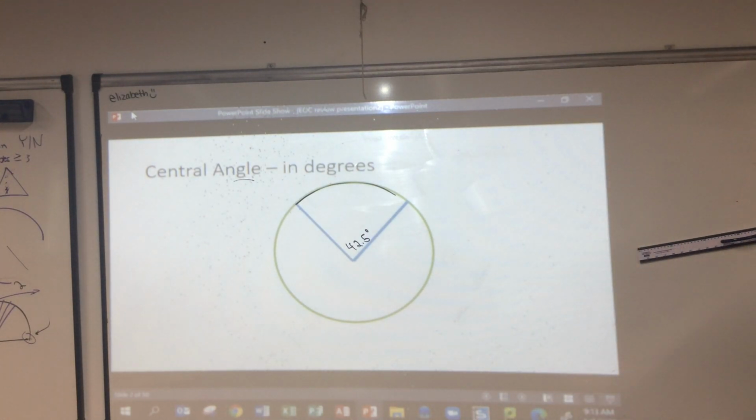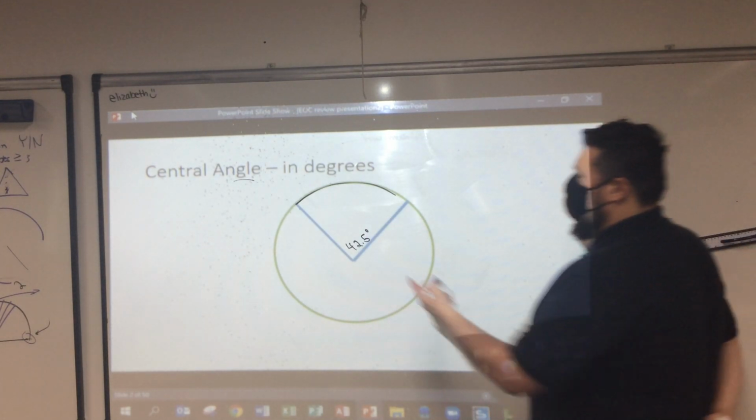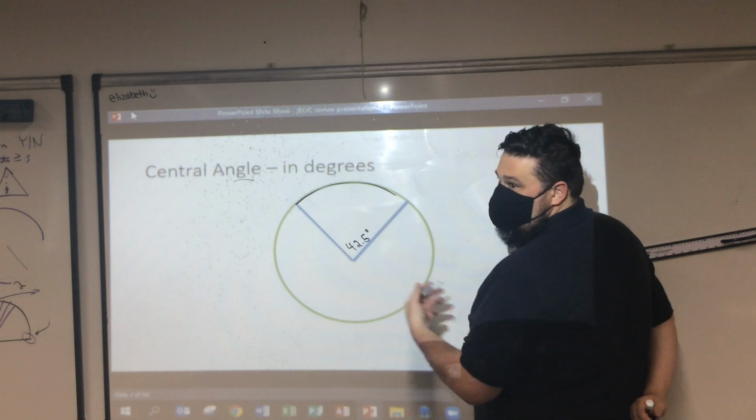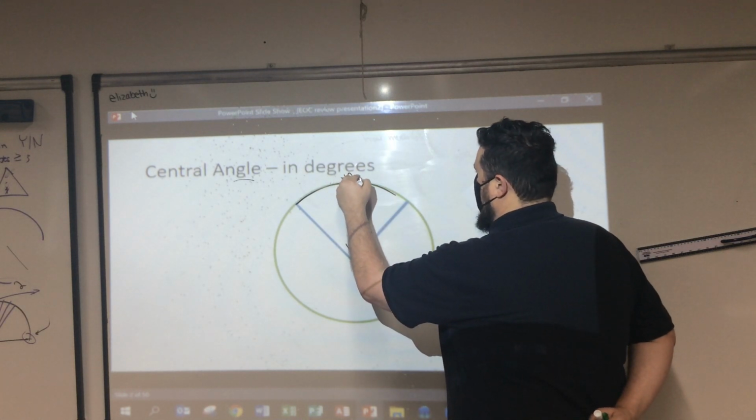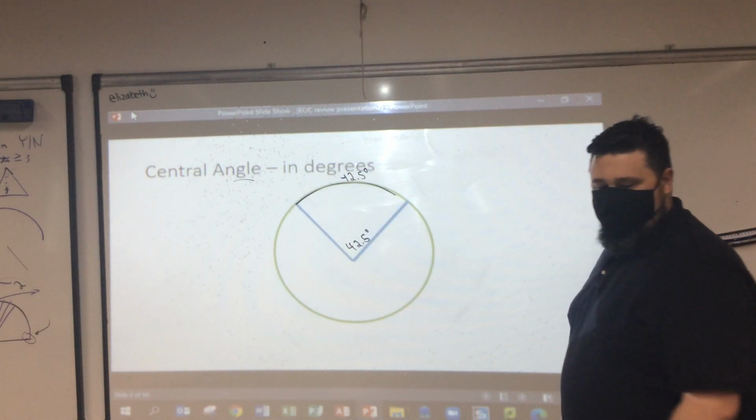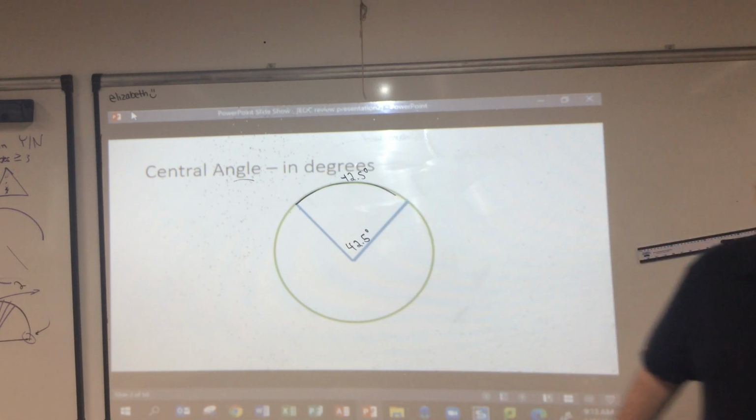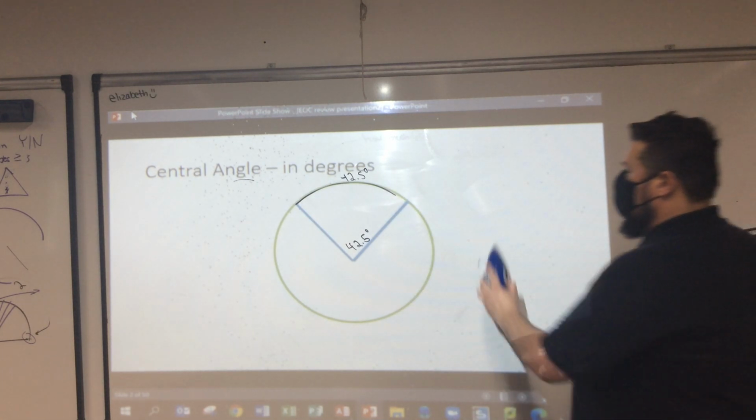Devin, if my central angle is 42.5, what's my arc measure? 42.5, yep. So whatever you see here, this is the central angle, it's going to be the same arc measure. We'll do one more and then we'll move on.